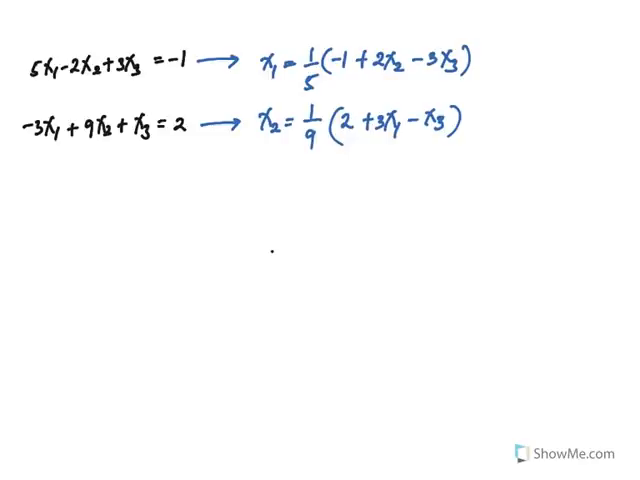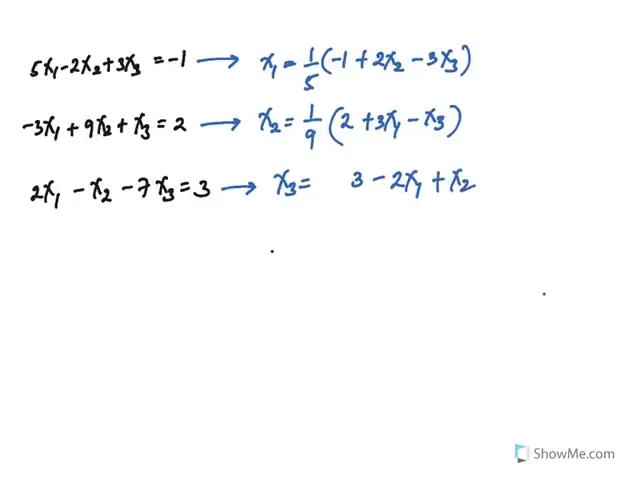And then, yung third equation natin, na-rearrange natin na form, 2x1 minus x2 minus 7x3 is equal to 3. So, we solve for x3 from the third equation. So, that will be 3 minus 2x1 plus x2, multiplied by negative 1 over 7 or divided by negative 7. Okay.